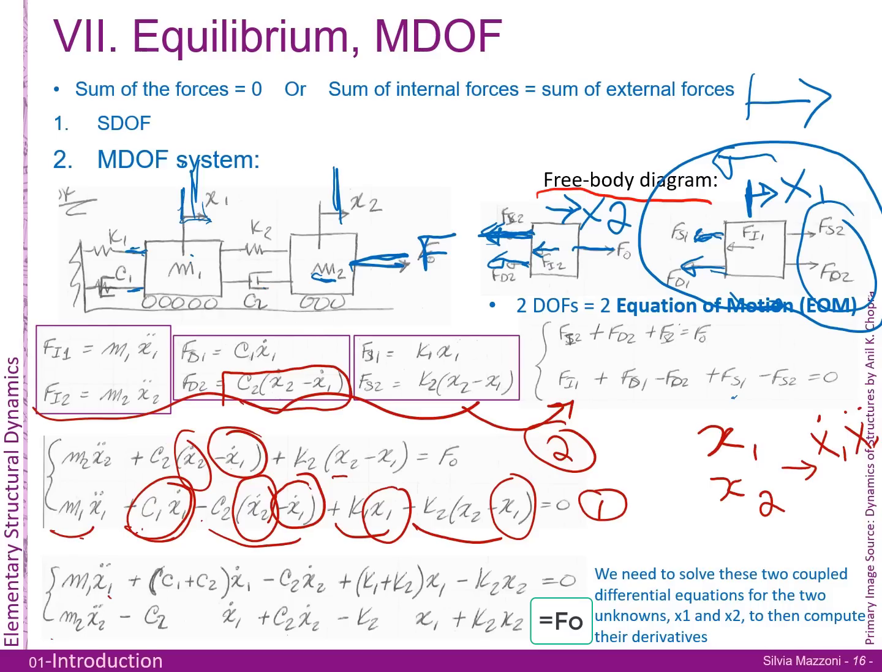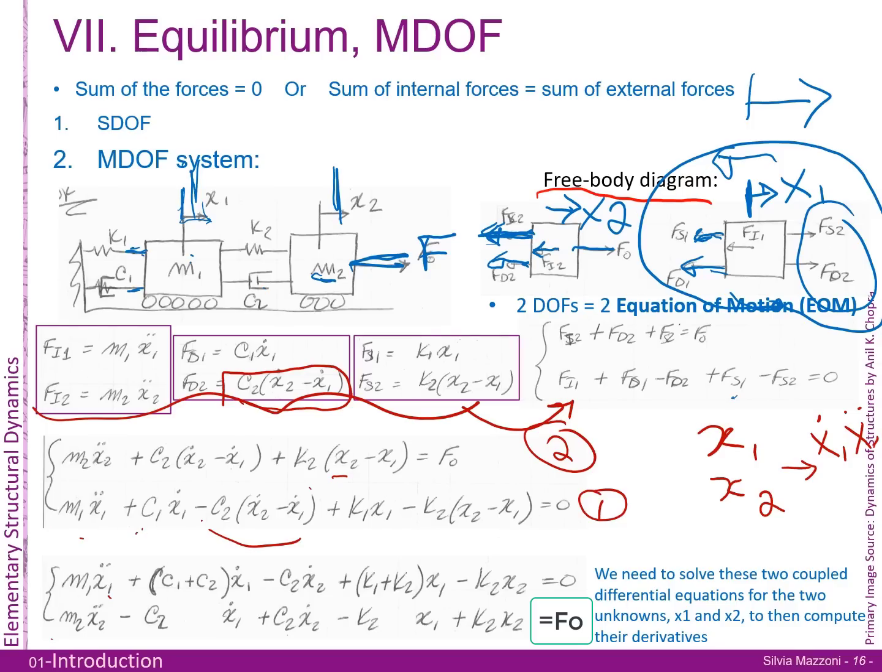Now the other equation up here, we do the same thing in the grouping and regrouping. So we've got m2 x2 double dot. Now x1, there's only one term here, so it's minus c2 x1 dot. x2 is plus c2 x2 dot. And then same thing with the x2 and x1, it's going to be minus k2 and plus k2 here. So here are our two equations of motion. Remember, we've got two equations and we solve for the two unknowns.